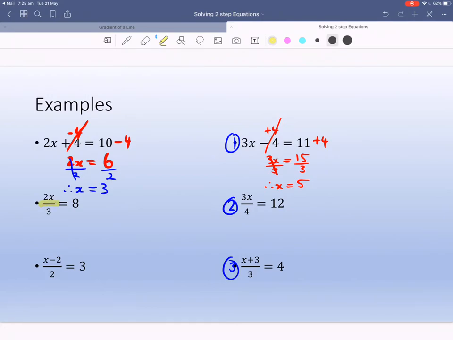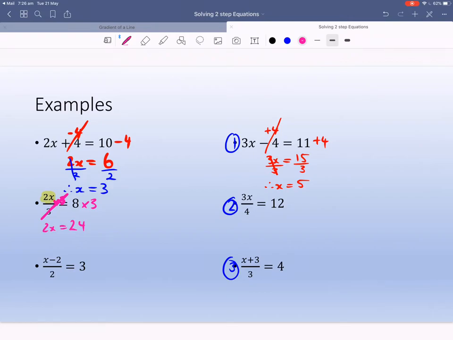This means divide by 3, because fraction means divide. So what's the opposite of divide? Times. So we're going to times by 3, and that gets rid of that. On the other side, I have to times by 3 also. Now I'm left with just the 2x, and I'm going to go 2x equals 8 times 3. Well, 2 times 8 is 16, 24.